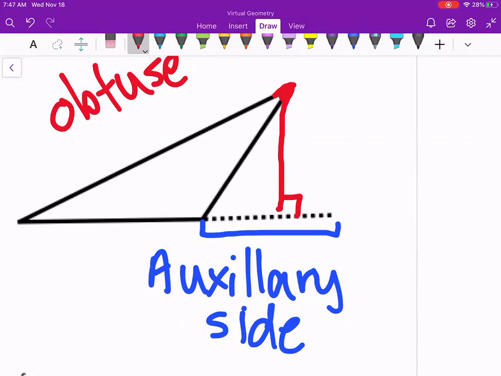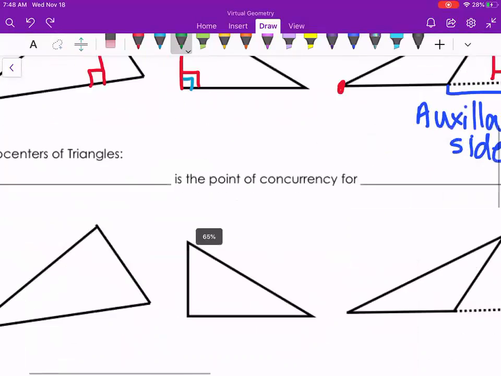Now, if I was to do the same thing from my other vertex in the other corner, I would then have to extend out the opposite side, and it could connect out here. So sometimes they end up being outside. Okay.